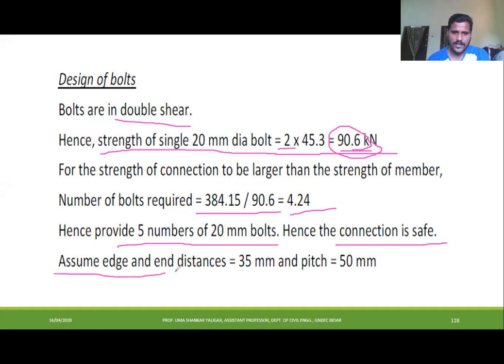Then you can calculate the edge and end distance. Minimum distance you know already, 1.5 times d0 and 2.5 times d, or directly you can assume also. Assume edge and end distance as 35 mm and pitch as 50 mm.